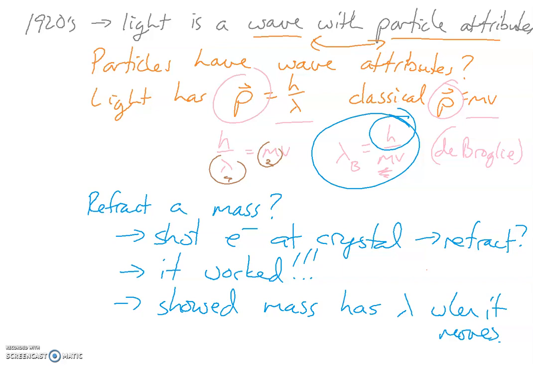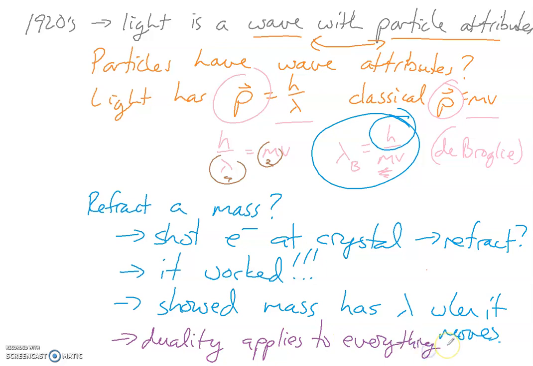So the big, huge thing about this is not only is duality a light thing, but it actually showed that duality actually applies to everything. Okay, everything has both particle and wave attributes, which is unbelievable. And this is the beginning of quantum mechanics. That's where quantum mechanics really kicks in.